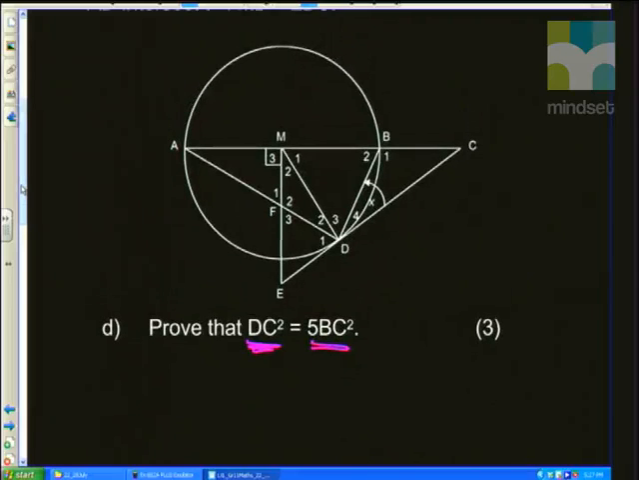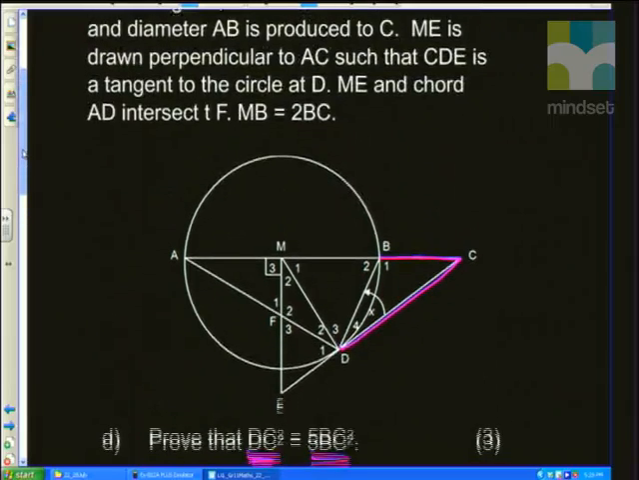Okay, guys, they've given us, we need to show that when we're working with this, at the end of the day, we get DC squared equals 5BC squared. Now, we need to find that DC, and we need to find the BC, okay? So now, you've got BC there, right? There is BC, and then we have DC, okay?